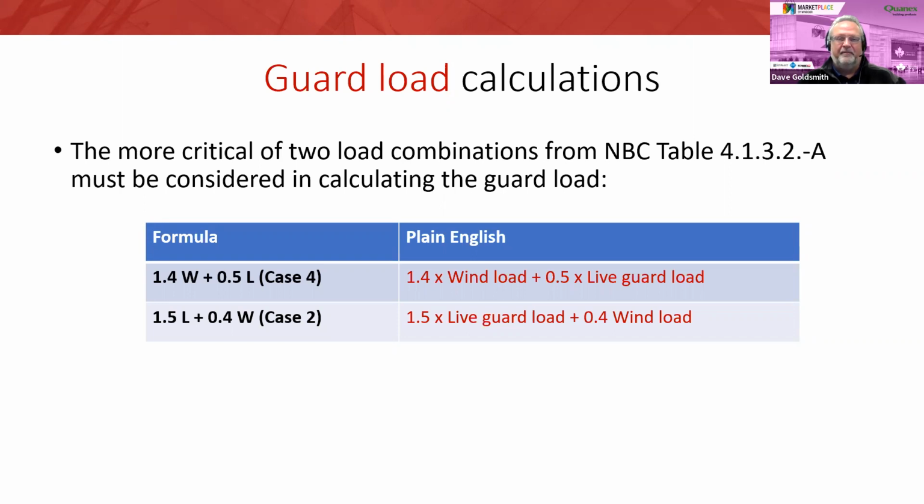But the controlling factor, unless you have very high wind loads, is going to be 1.5 times the guard load plus 0.4 times the wind load. So they're saying that you're not going to be having a terrible windstorm happening at the same time as the window is required to meet guard loads. And you can find this reasoning throughout that table, that part of the code in part 4.